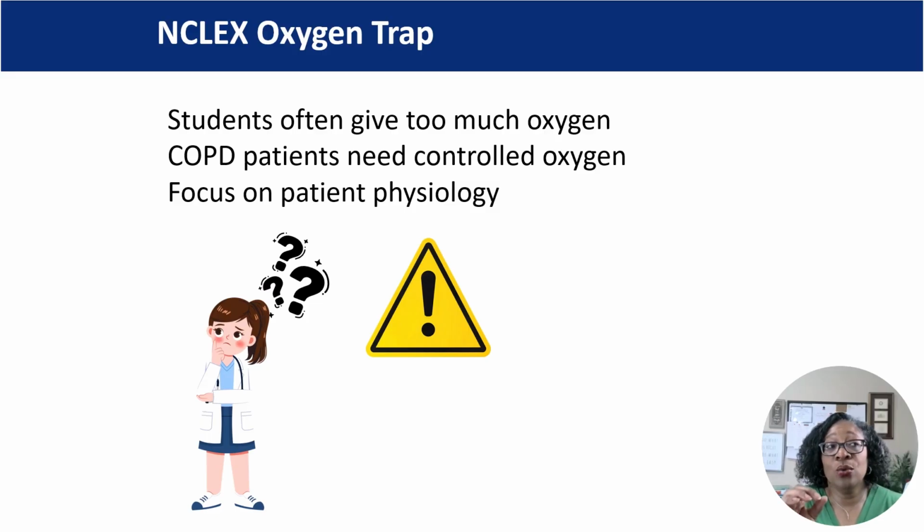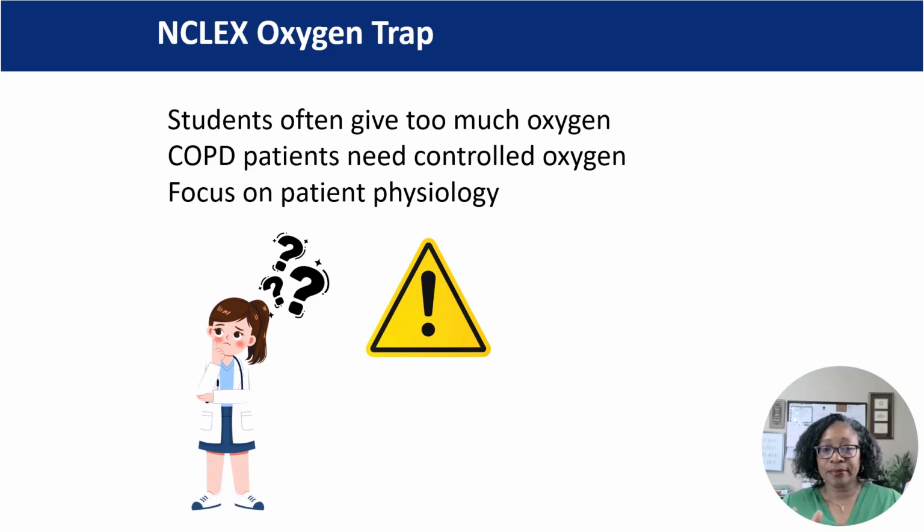Okay, so the oxygen trap. Here's where NCLEX questions become kind of tricky. Students often choose high oxygen immediately, even when the patient doesn't need it. But the NCLEX wants you to apply clinical reasoning and clinical judgment. You need to ask yourself, is this patient experiencing oxygen failure or is this a ventilation failure?